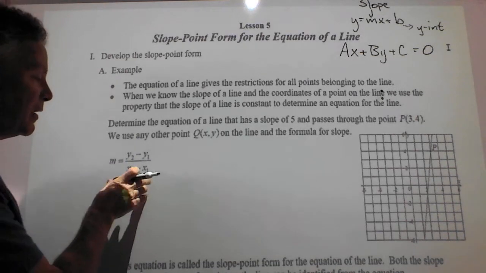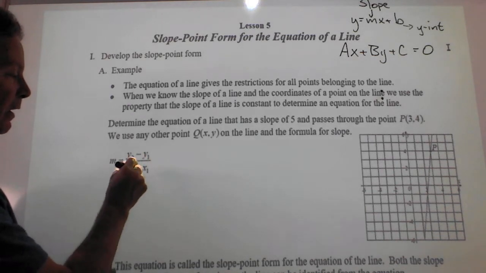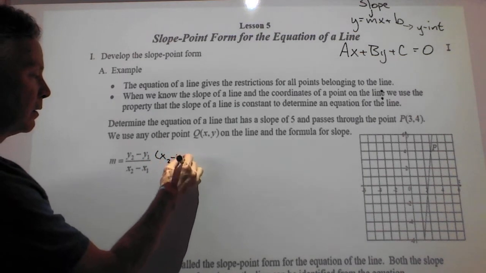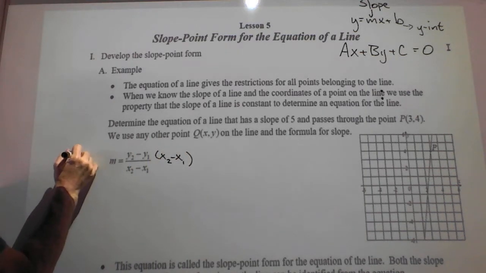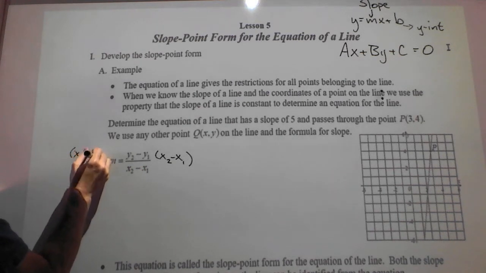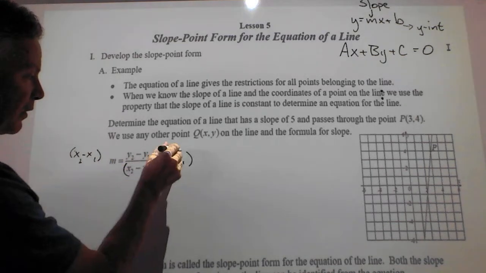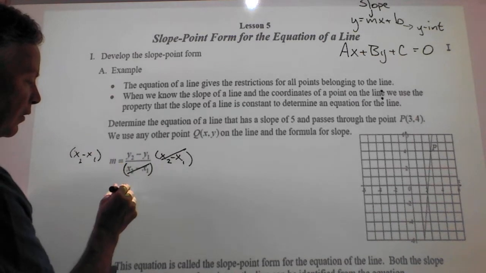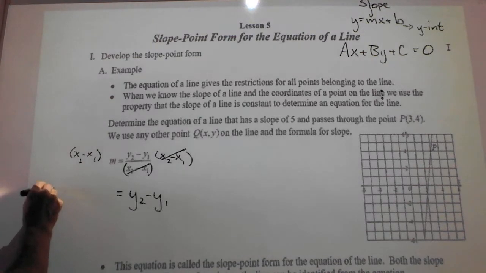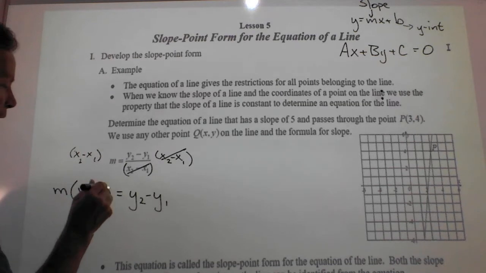Now, if we rearrange this formula by getting rid of the denominator, remember, to get rid of the denominator, you would just multiply both sides by the thing you're trying to get rid of, which in this case is x2 minus x1. What this ends up being is, you can see that the x2 minus x1s will cancel. So you're left with y2 minus y1 on the right side, and slope times x2 minus x1.